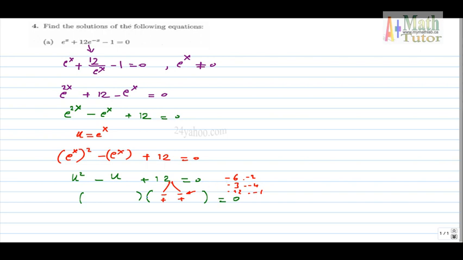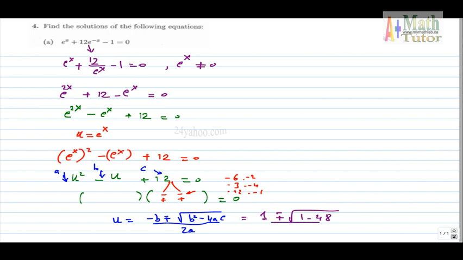In this case, you have to apply the quadratic rule, which is u equals minus b plus or minus root b squared minus 4ac all over 2a, where a, b, c are the coefficients of the quadratic equation. So a is 1, b is minus 1, and c is 12. Let us replace and see what we get. So minus b becomes plus 1, plus or minus root of b squared, which is 1, minus 4 times 12, which is 48, divided by 2, and 1 minus 48 is root of minus 47.